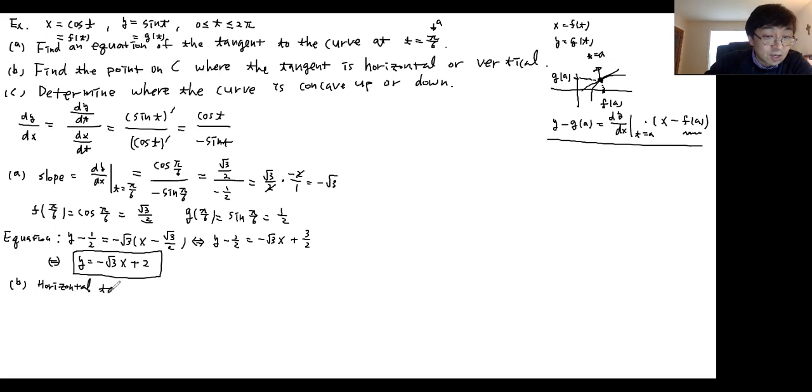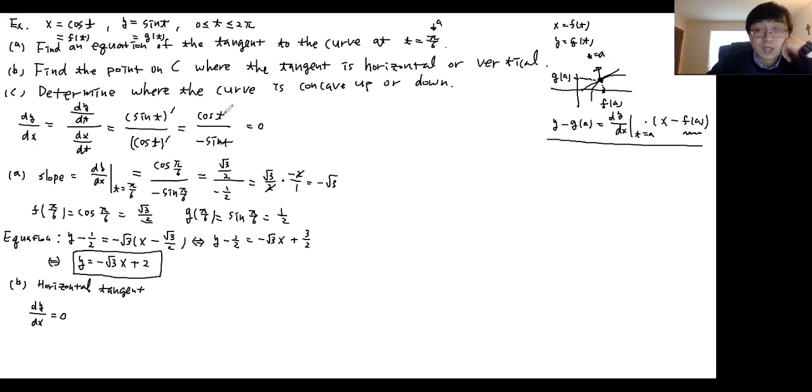Horizontal tangent line. So what's that? Do you remember? What's the horizontal tangent line? dy/dx equal to 0. So we have the first case, dy over dx equal to 0. So which one is equal to 0?